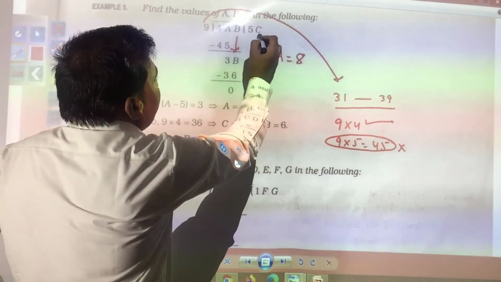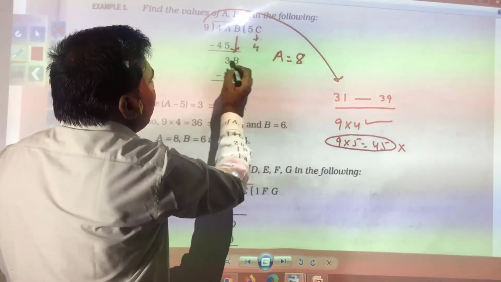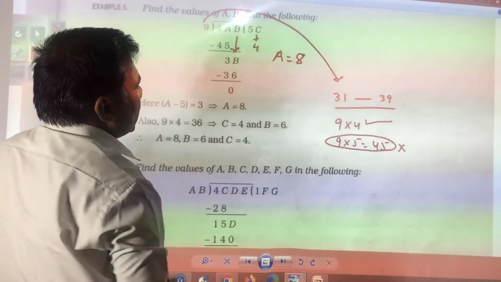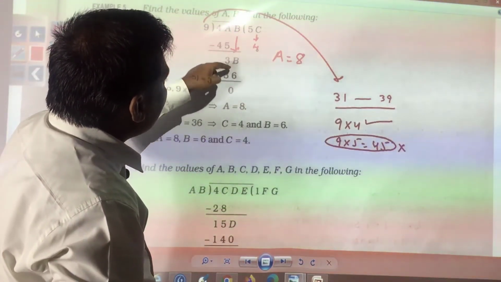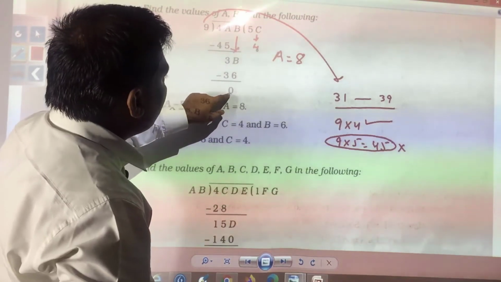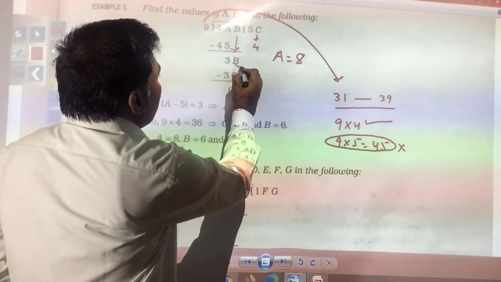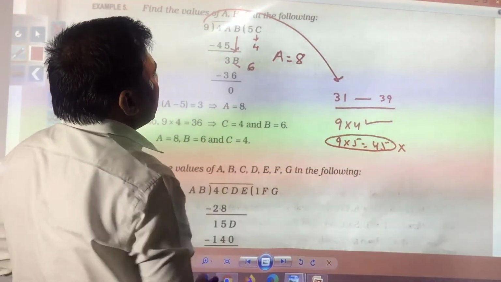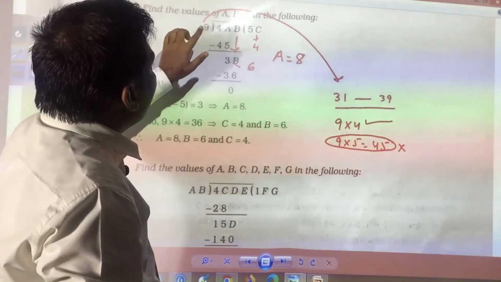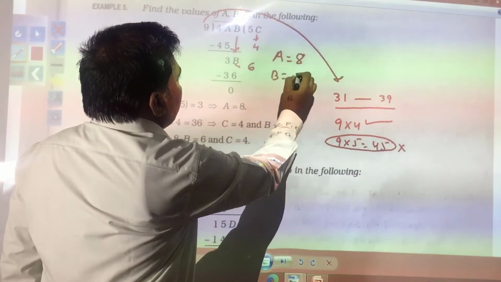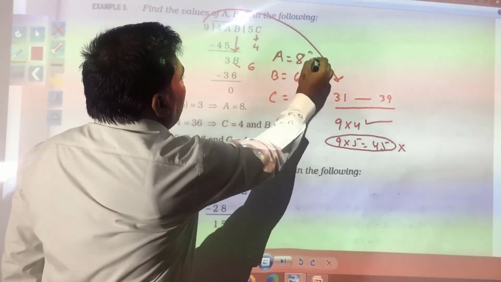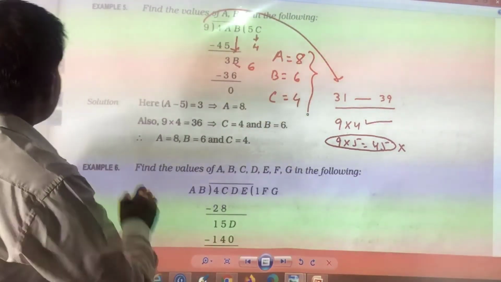So, 9 in place of C, what we need to write? 4. 9 times 4 is 36. Now, you subtract. If the remainder is 0, it means B should be what? B should be 6, 36. So, finally, you have got A is equal to 8, B is equal to 6 and C is equal to 4, and this is your answer.